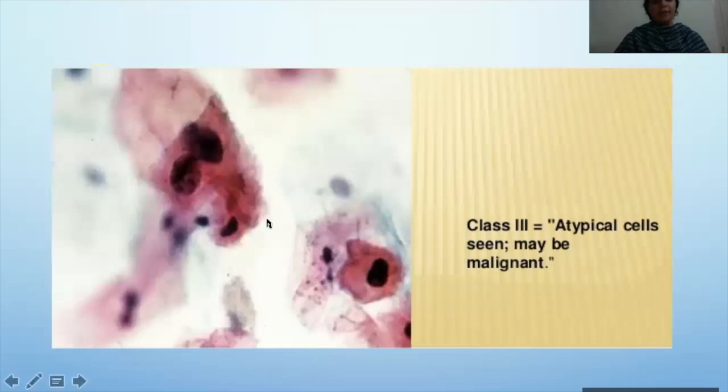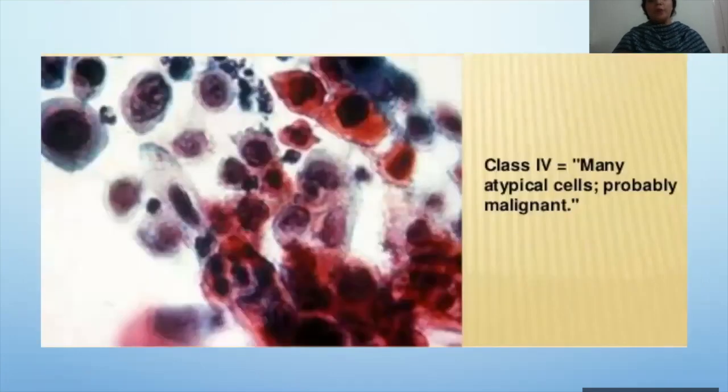Class 3 shows atypical cells. If you see in this slide, there are changes in the nucleus size also, and the staining has also been a little changed. So here the biopsy is recommended. For class 4 smear, there are many atypical cells. If you see here, the pattern of the shape and the size of the nucleus has been altered. The ratio has been altered. They're bigger in size. The shapes have been altered. So this lesion is probably malignant, and biopsy is mandatory.